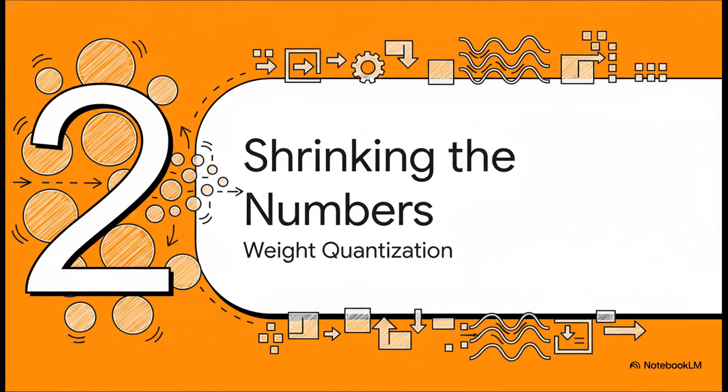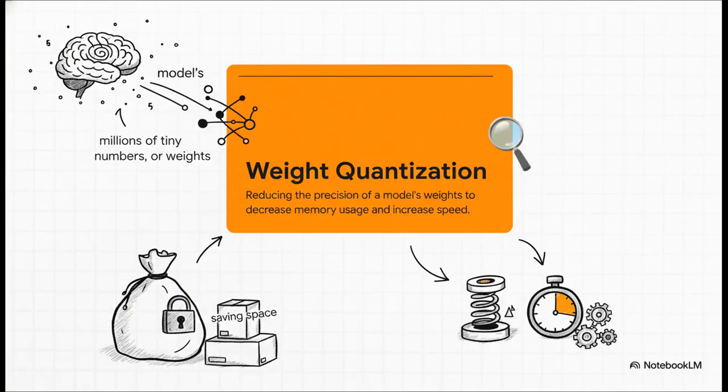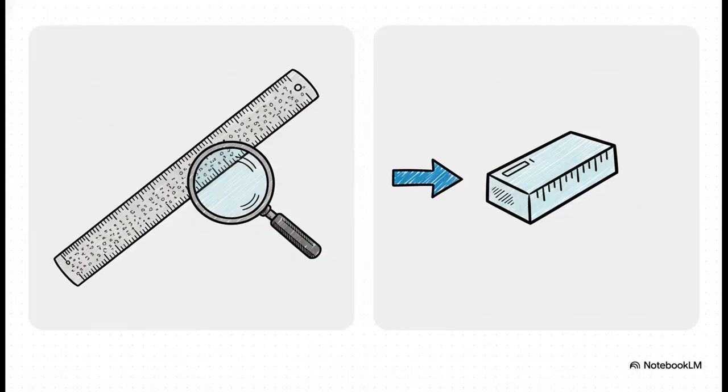Well, that brings us to part 2, shrinking the numbers. And this is where we get into the core concept of weight quantization. Weight quantization is the big idea here. At its core, it's a technique to save space. Now, we're not removing any knowledge from the model. We're just changing how that knowledge is stored. We do that by reducing the precision of the millions of tiny numbers, or weights, that make up the model's brain. We kind of call this the precision tax.